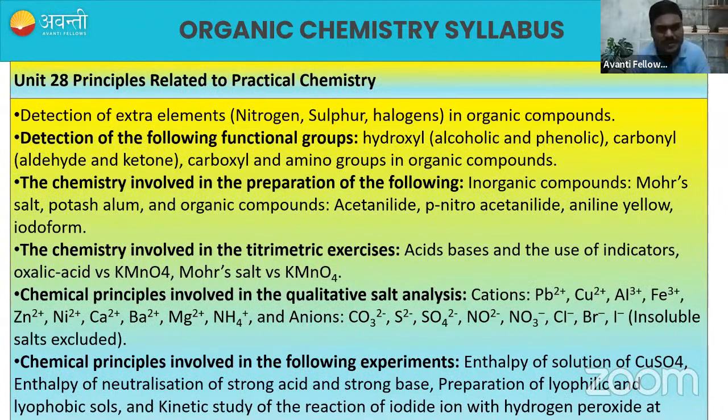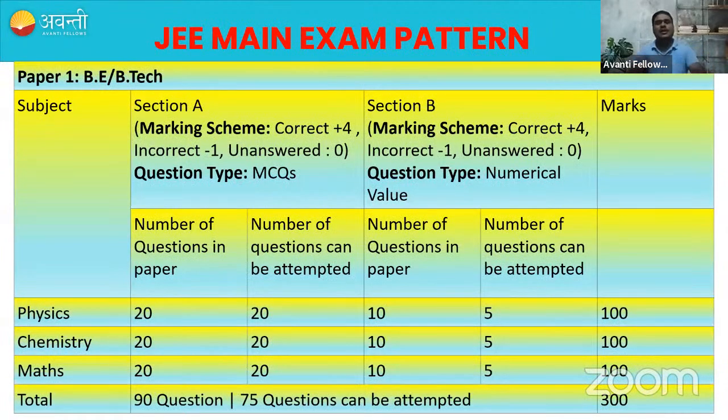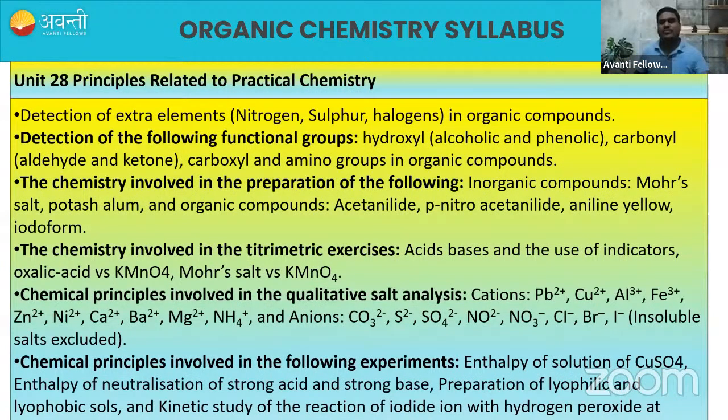And the next one is the principles related to practical chemistry. In this, we are going to study detection, like salt analysis. We're going to identify some cationic salts and some anionic salts, and how to identify cationic and anionic salts. So this is all about the syllabus classification of organic, inorganic, and physical chemistry.